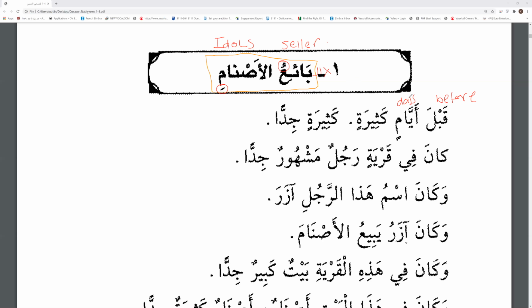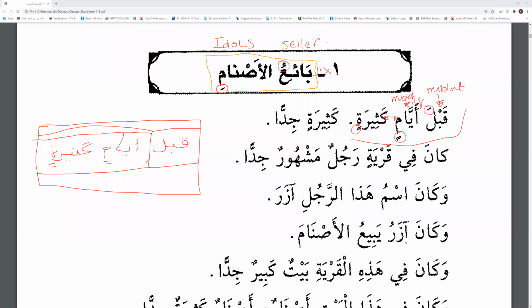Now, within this, I've already given you the answer: here you have a mudaf, and this is going to be the mudaf ilay, and a mawsuf sifa also. Within the mudaf ilay, the mudaf ilay itself again breaks down into a mawsuf sifa. Have you seen that? Is everyone following that, or should I go a little bit slower?